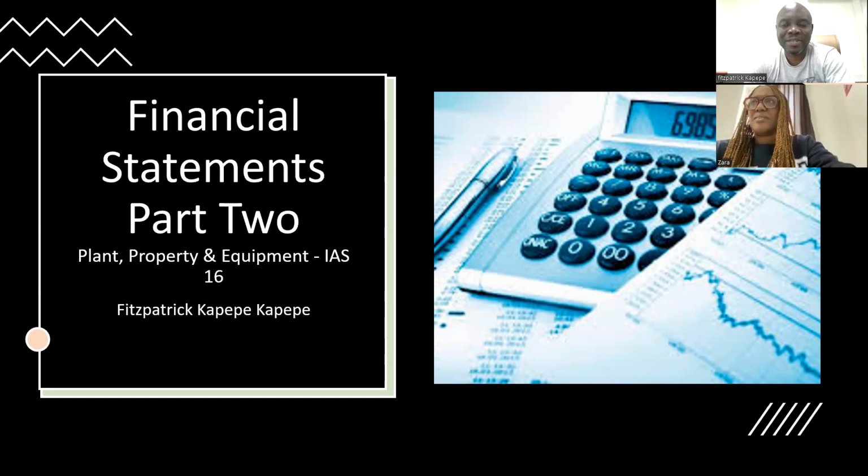So in any case, last time we met, we looked at the financial statements, but that was part one. Today, we move on to part two. We'll be looking at property, plant, and equipment, which is governed by standard code IAS 16.